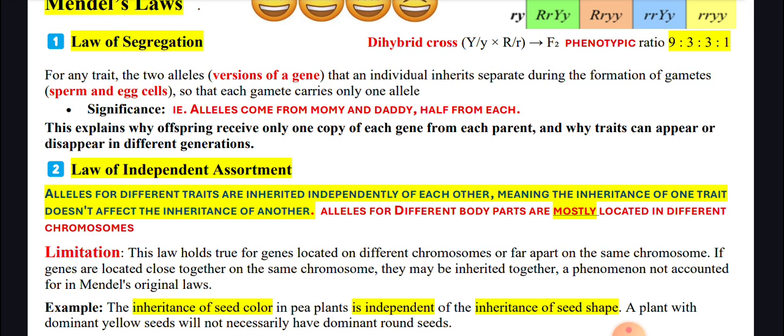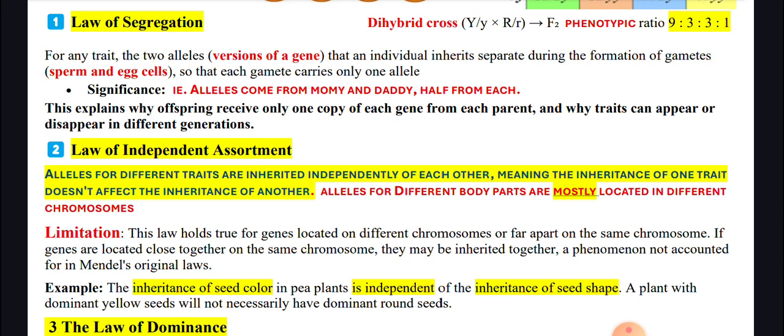9 showing both dominant traits, 3 showing the first dominant and second recessive, 3 showing the first recessive and second dominant, and 1 showing both recessive traits. That ratio is the mathematical signature proving the two genes assorted independently. And this is a really important scientific qualification, right? Something Mendel couldn't have known back then because he didn't know about chromosomes.